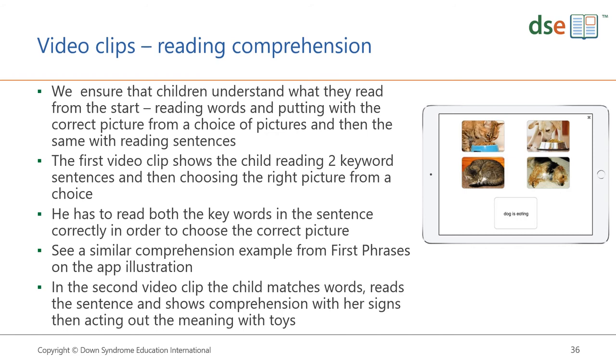To make sure a child has to read dog is eating and process both the key words, we need four distractor pictures. We need a cat that's eating, a dog that's eating, a cat that's sleeping, and a dog that's sleeping. So to really test two-word comprehension, you're going to be selecting from four pictures or more.